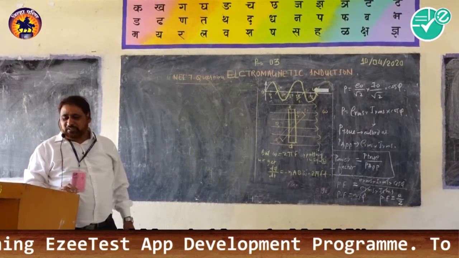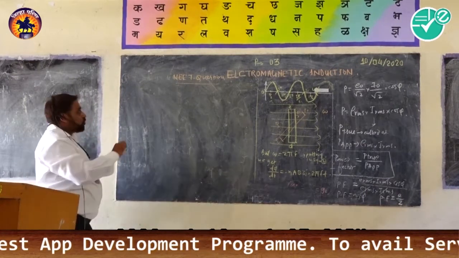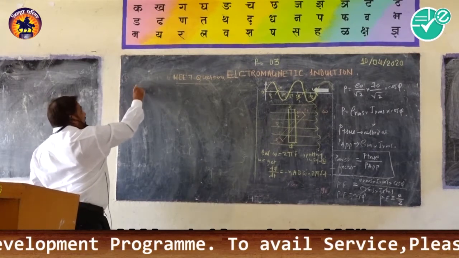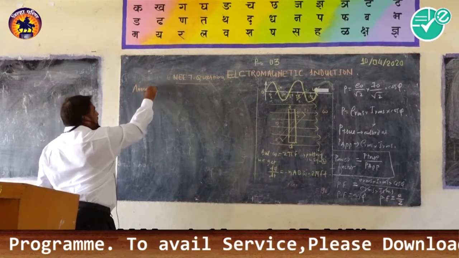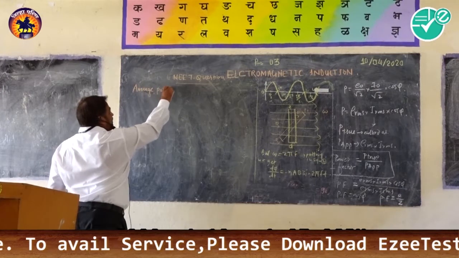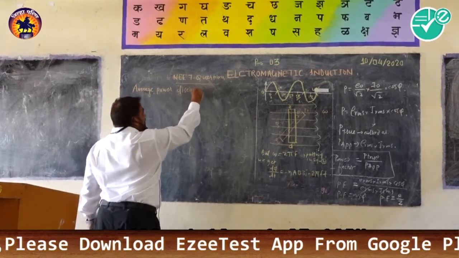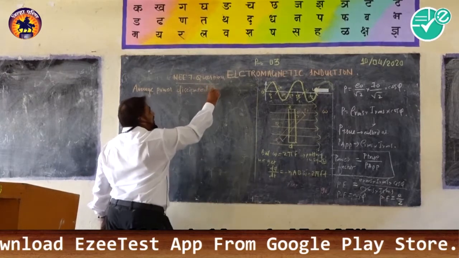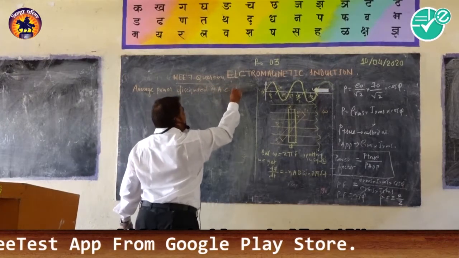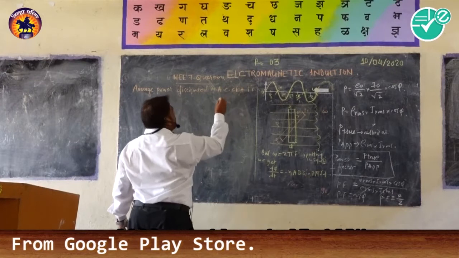Average power dissipated in an AC circuit is 2 watt.